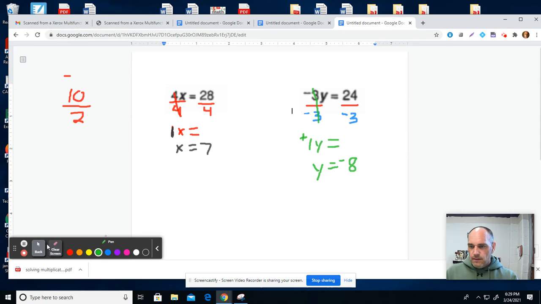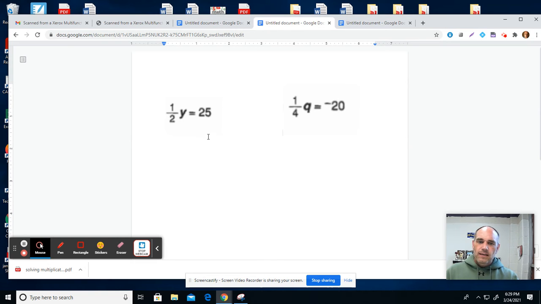All right. The next type that we would like to do is, go to my screen, is this, when I have a fraction attached to a letter. Okay? This is still a type of multiplication problem. So here's the way that I always like to solve these type of problems. Anytime I have a fraction attached to a letter, I'm going to multiply by its reciprocal.